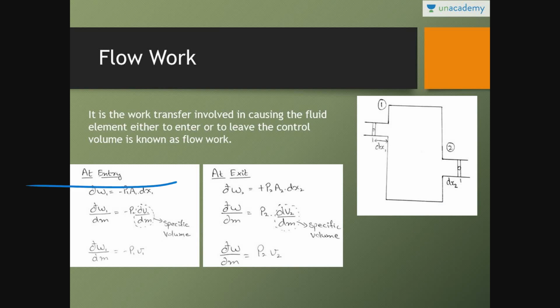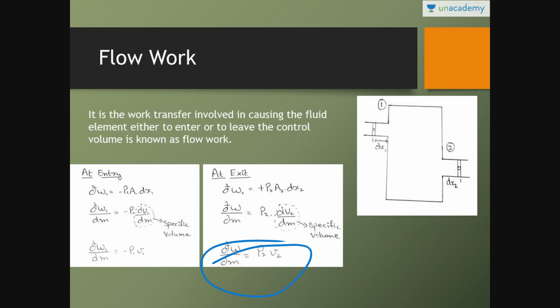To find the entry flow work, we know that W is equal to pressure into area into distance, right? So pressure into volume is what? Pressure into volume is work. Fine. So force into distance: pressure into area is force, into displacement dx. So if we want specific volume, we will divide by mass. So minus p1 v1 is the entry flow work. Similarly, plus p2 v2 is the exit flow work.